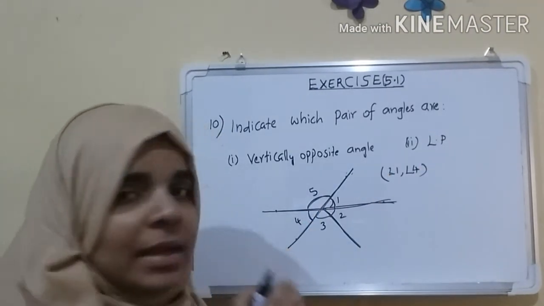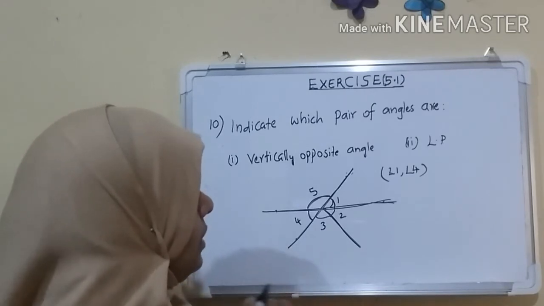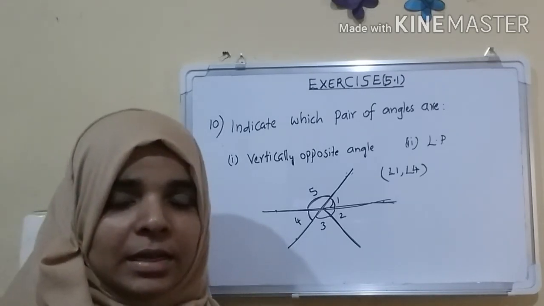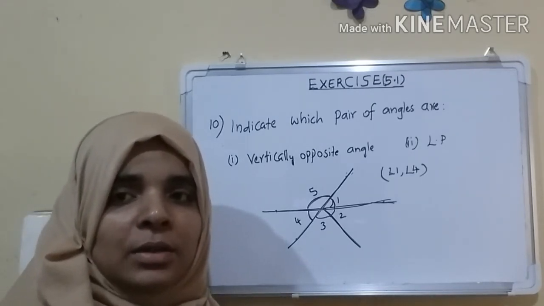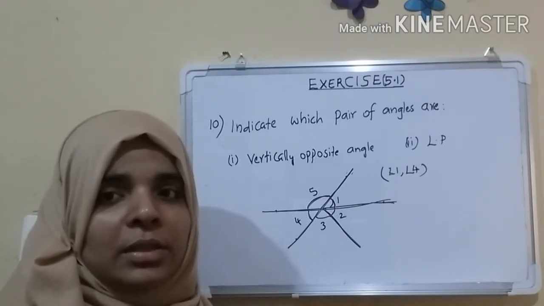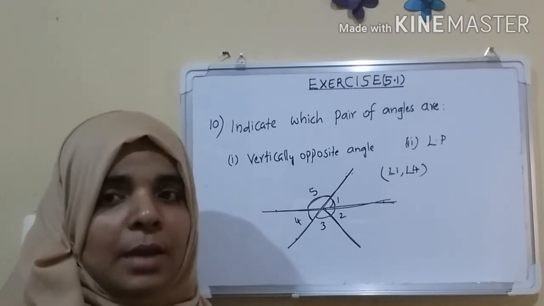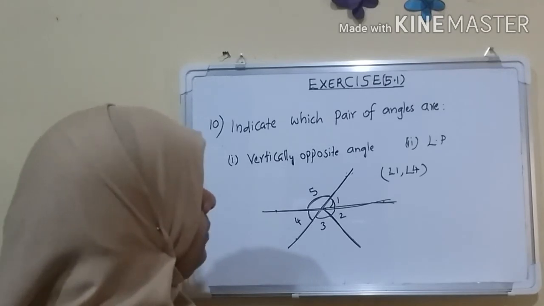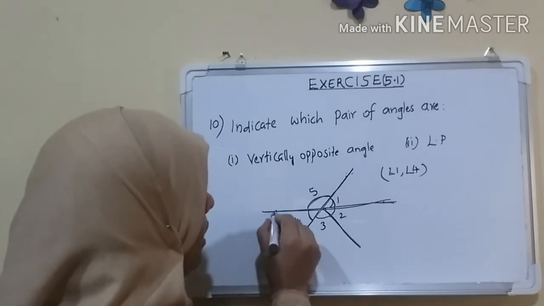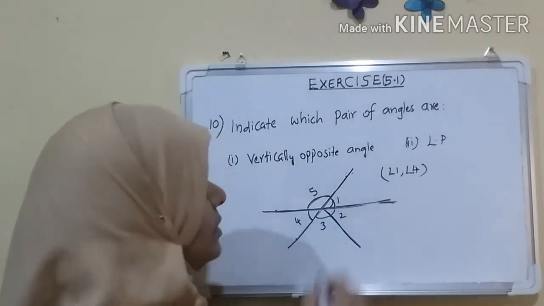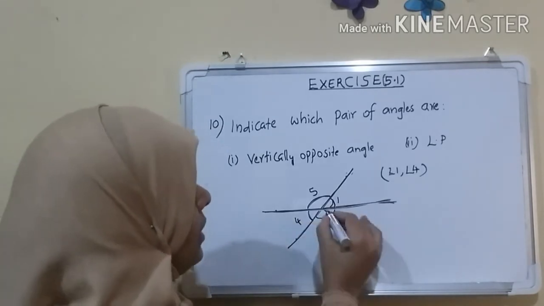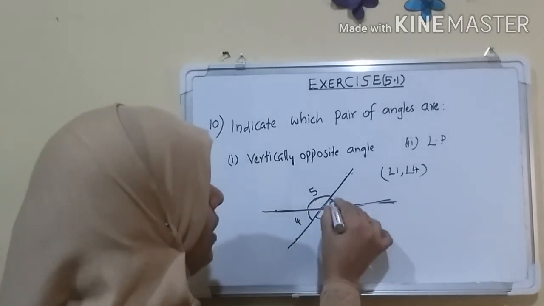We have to find the linear pairs from the given figure. Okay. What are linear pairs? Linear pairs are those angles which lie on a straight line and whose sum is always 180 degrees. Okay. Here consider this straight line. Then what are the angles? Angle 5 and angle 1.